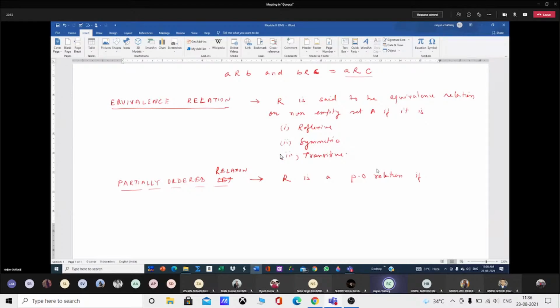So the partially ordered relation means reflexive, the second is anti-symmetric, and the third is transitive. Okay, so equivalence relations are reflexive, symmetric, transitive, and partially ordered relations are reflexive, anti-symmetric, transitive.